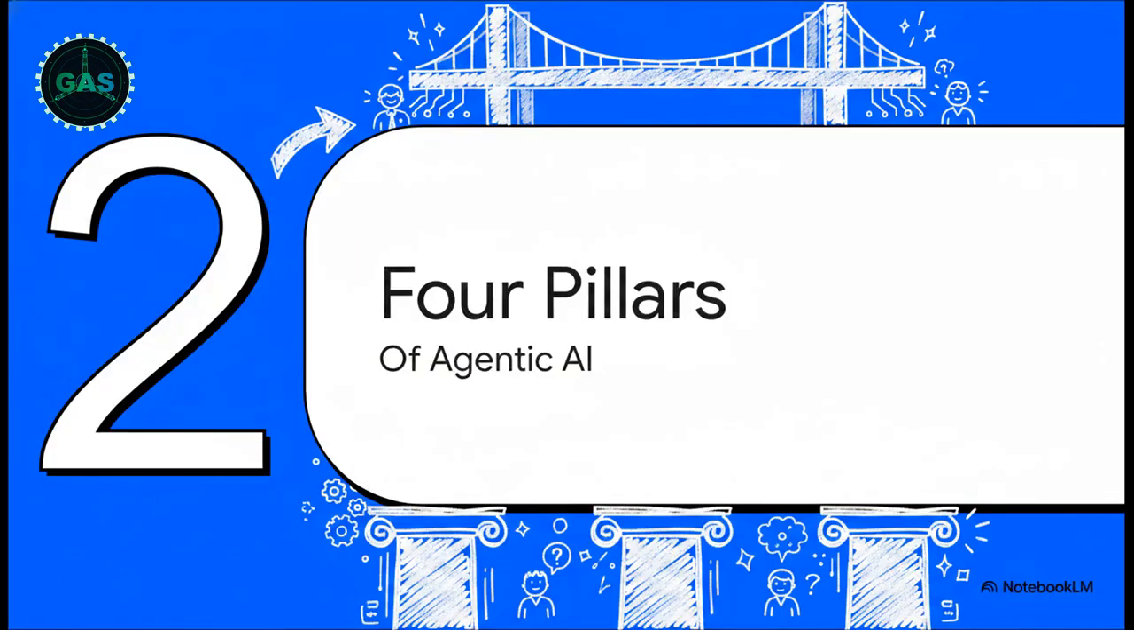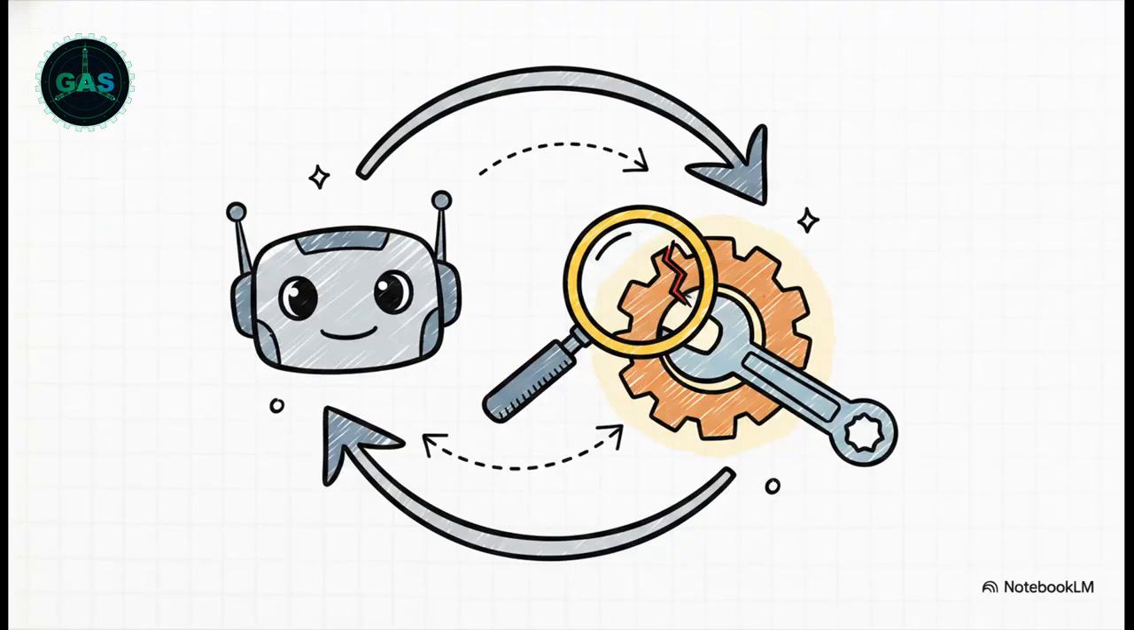All right, moving on to part 2, the 4 pillars of agentic AI. This massive leap in capability isn't just magic. It is built upon 4 foundational pillars that take the heavy burden of execution right off your shoulders. First up is self-healing. And honestly, this is a real game changer.